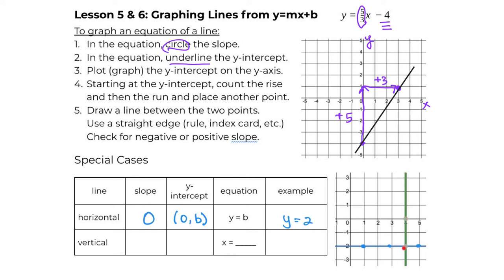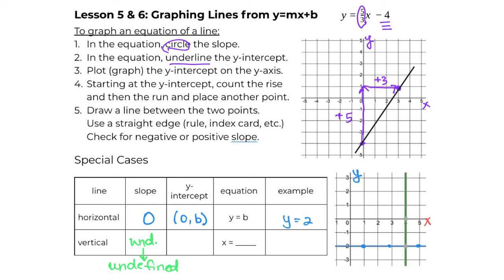For a vertical line, you can see that example right here. It's a line that's parallel to the y-axis. It's going up and down. The slope of a vertical line is undefined. Just going to abbreviate that right there. And it doesn't have a y-intercept. You can see this example right here. It does not cross the y-axis.